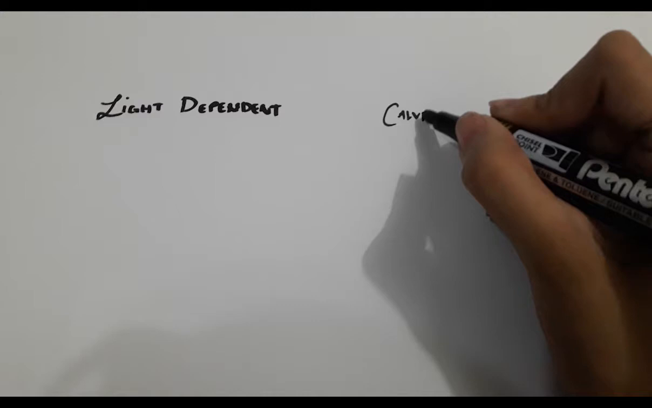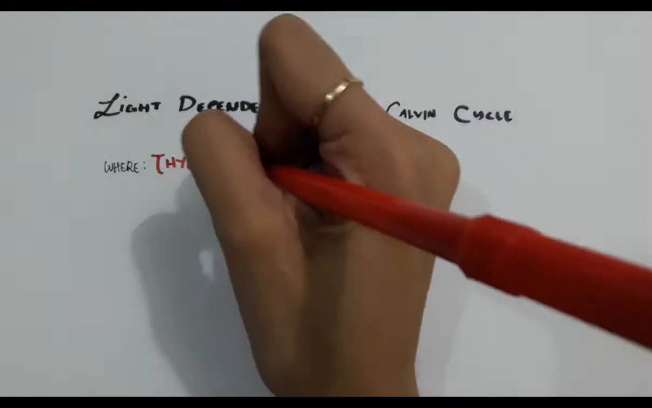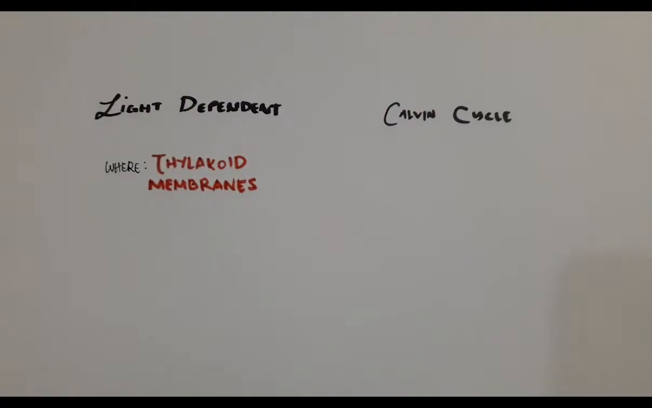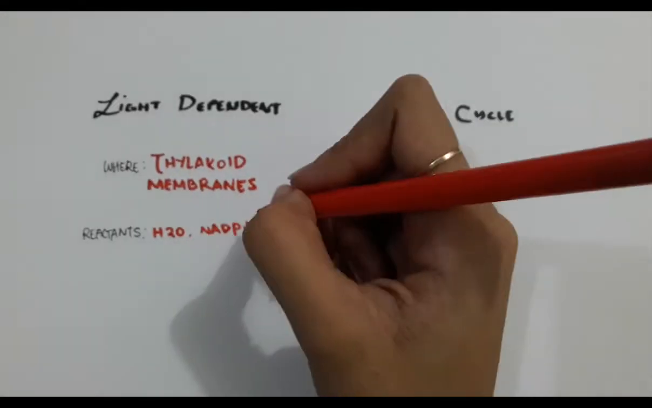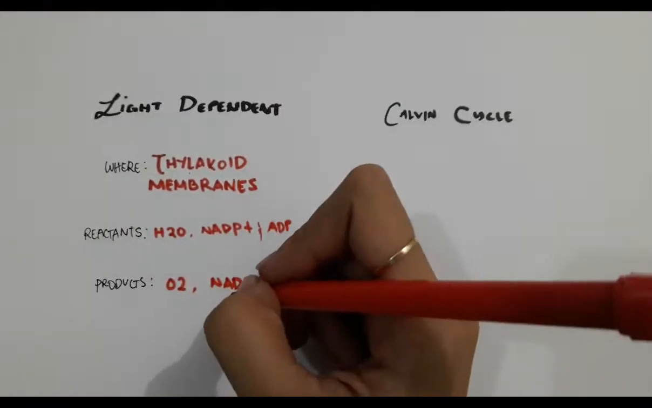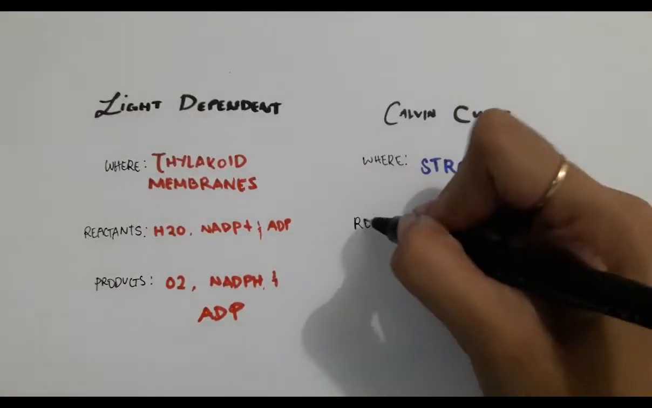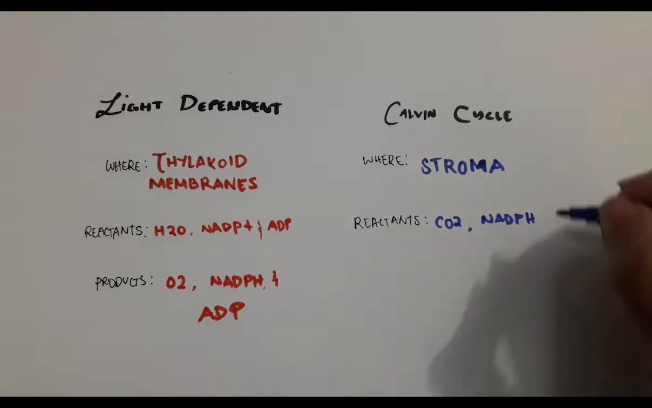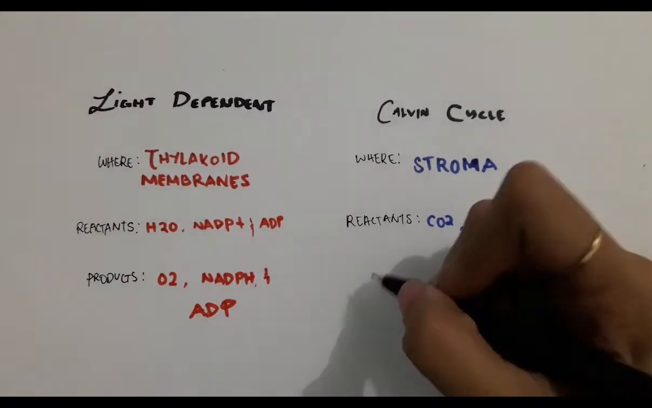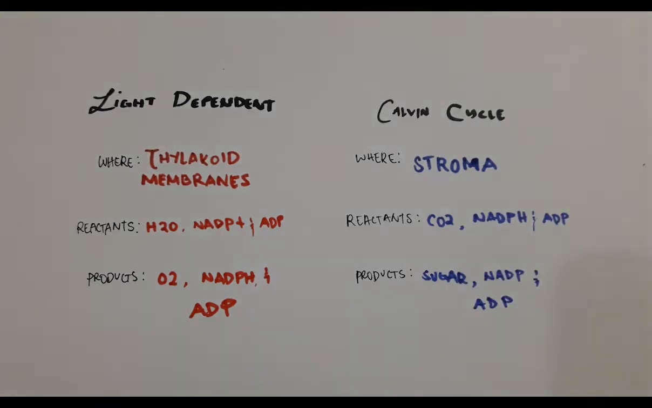Photosynthesis comes in two forms, light-dependent and light-independent or Kreb cycle. The light-dependent reaction occurs in the thylakoid membrane. Its reactants are H2O, NADP+, and ADP, and its products are O2, NADPH, and ADP. Meanwhile, the light-independent reaction or Kreb cycle occurs in the stroma. Its reactants are CO2, NADPH, and ADP, and its products are sugar, NADP, and ADP.